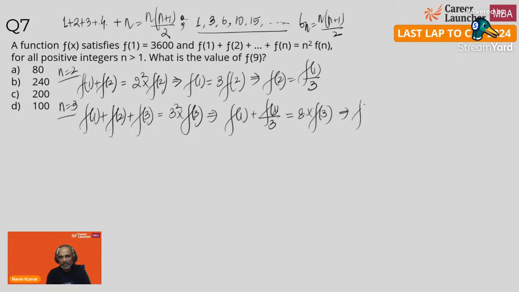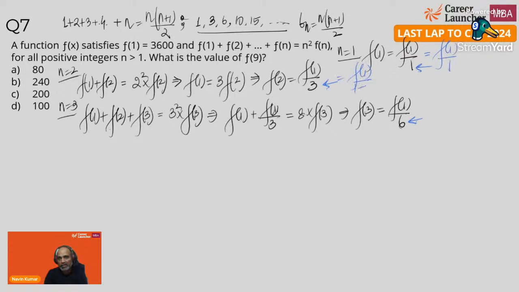And from here, f of 3 is going to be f of 1 plus f of 1 by 3, which is 4 by 3 times f of 1. And since 4 and 8 exist there, 4 will cancel out. f of 3 will become f of 1 upon 6. So basically at n is equal to 1, f of 1 was f of 1 by 1. I'm writing it in this way so that you can look at the pattern in the denominator. So f of 1 means f of 1 by 1, and f of 2 means f of 1 by 1 plus 2.